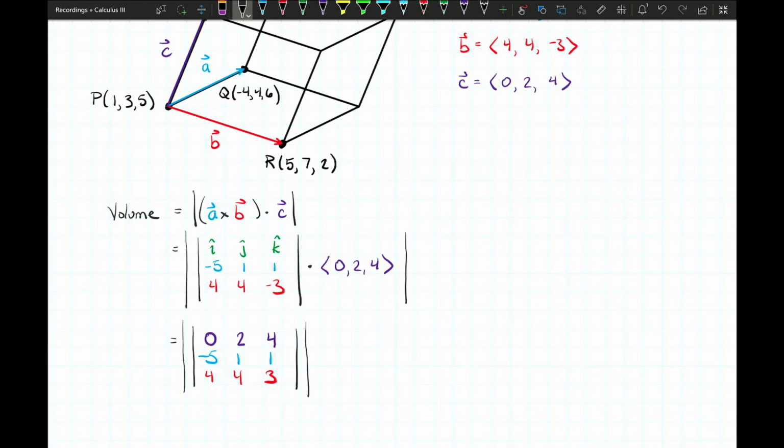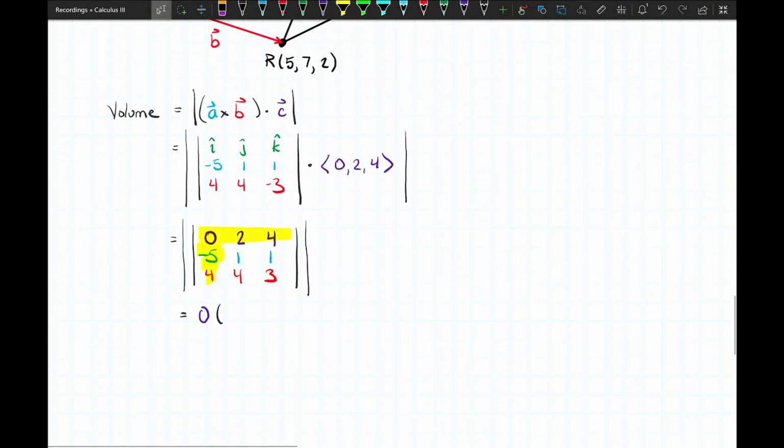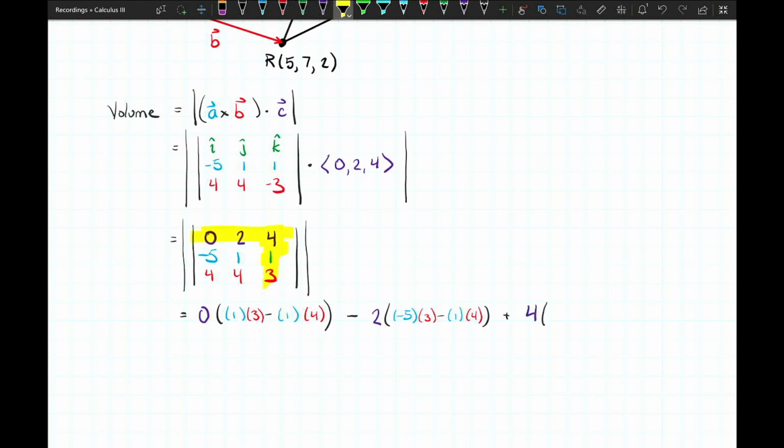We're going to take our first entry in the first row, which is going to be a 0, and then look at the determinant of 1, 1, 4, 3. Of course, all of that is going to be multiplied by 0 anyways. Then we're going to get to the second entry in that first row, and don't forget to switch the sign. That determinant gives us negative 5 times 3 minus 1 times 4. Then we'll move on to the third entry in that first row and switch back to positive. Negative 5 times 4 minus 1 times 4.